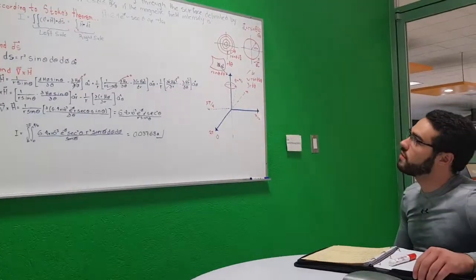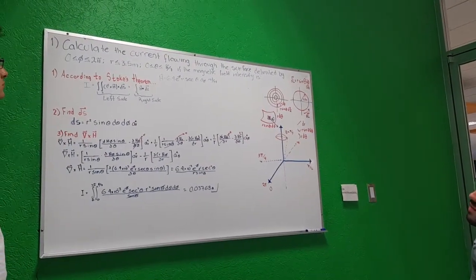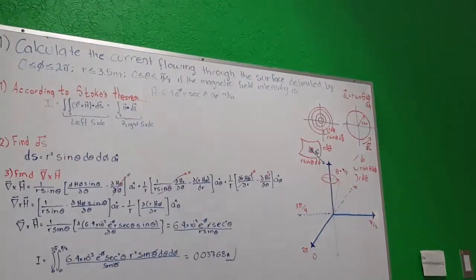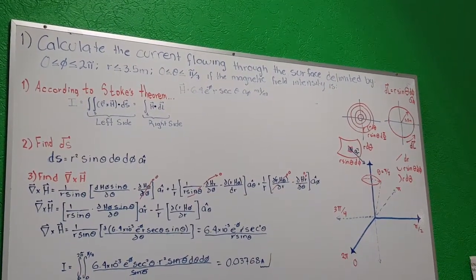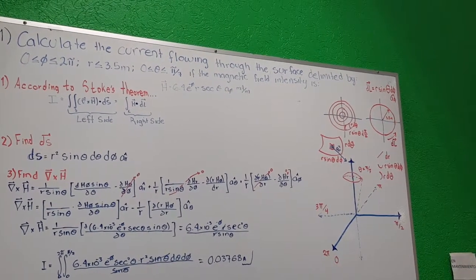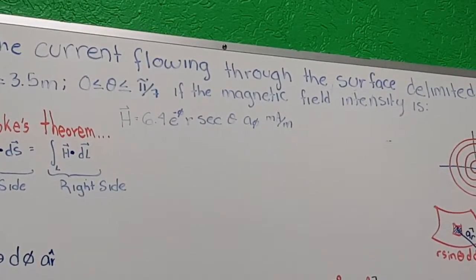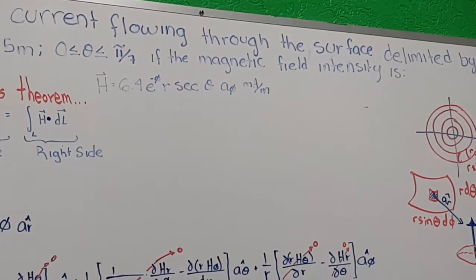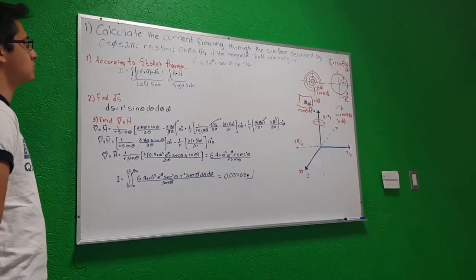Okay, calculate the current flowing through the surface delimited by phi from 0 to 2 pi, r equals 3.5 meters, theta from 0 to pi divided by 7, if the magnetic field intensity is given. H is equal to 6.4 e elevated to minus 5 r secant of theta in the phi direction.